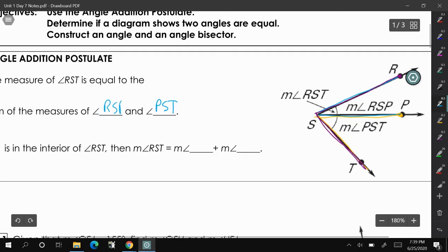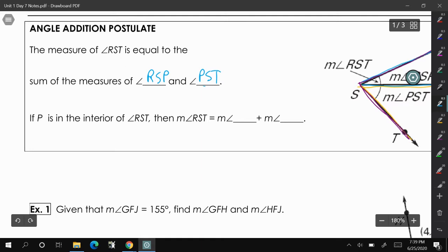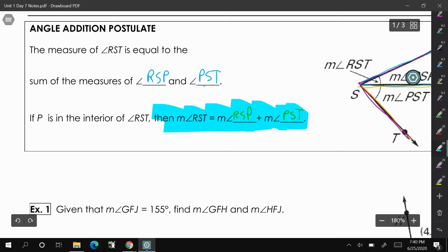And like I said yesterday, you could rewrite these angles as angle PSR or angle TSP. And then more generally, we could say that the measure of angle RST is equal to the measure of angle RSP plus the measure of angle PST. So this is more of a generalization right here. Well, I don't want to use that color. That looks a little better. This is more the generalization.